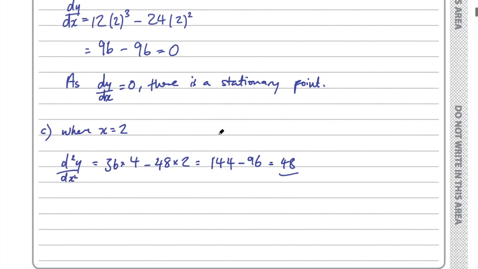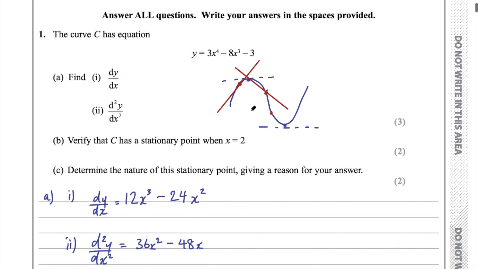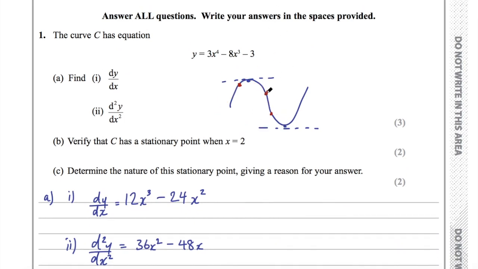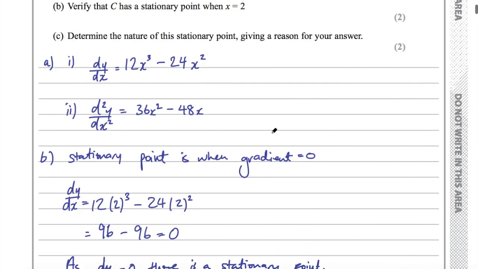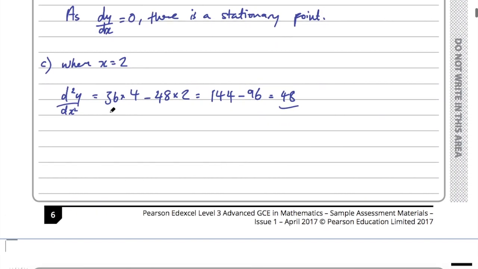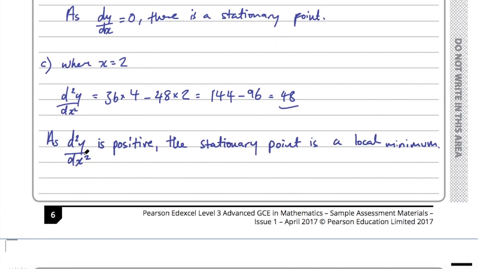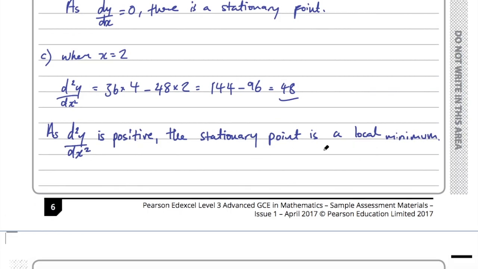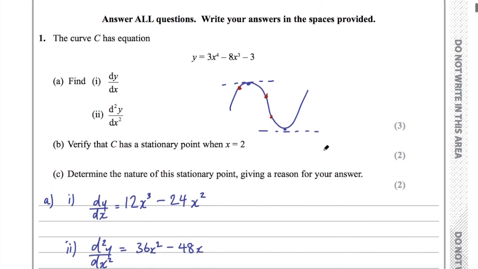So that's clearly a positive number. So the second derivative is positive, meaning that the slope is going from a negative to a positive. So this stationary point must be a minimum. So we can say as the second derivative is positive, the stationary point is a local minimum. Okay, so that's question 1 for a total of 7 marks.